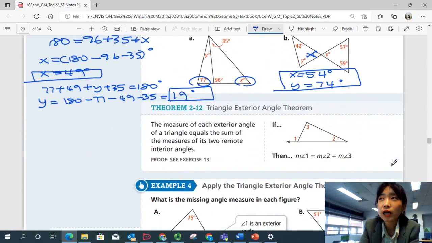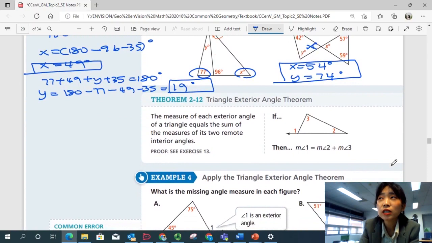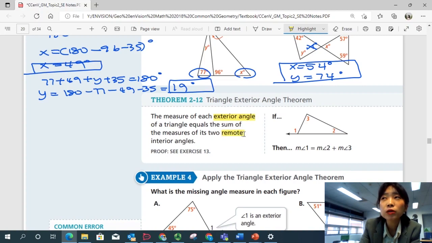Let's look at theorem 2-12, the triangle exterior angle theorem. The measure of each exterior angle of a triangle equals the sum of the measures of its two remote interior angles. We've got some vocabulary here. What is the exterior angle, and what are the remote interior angles?